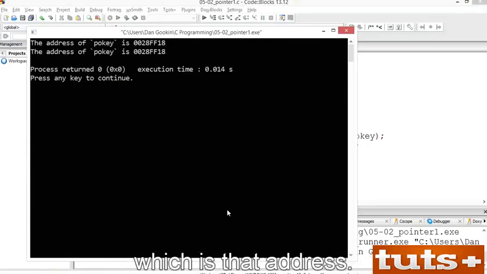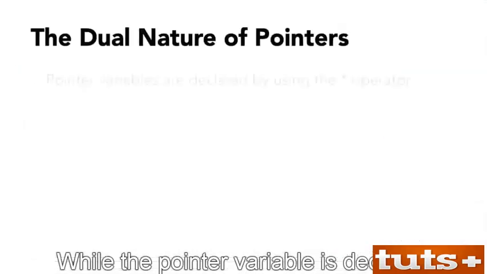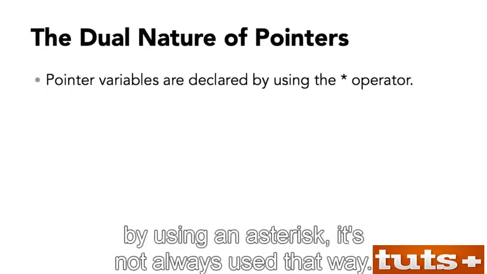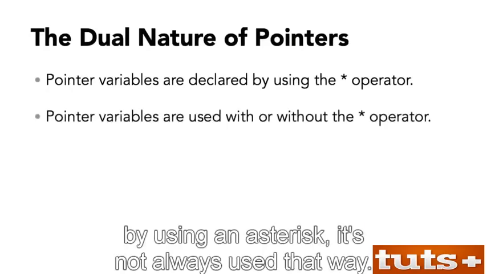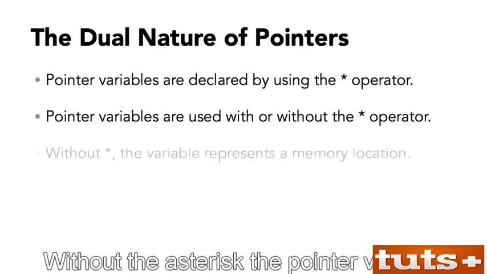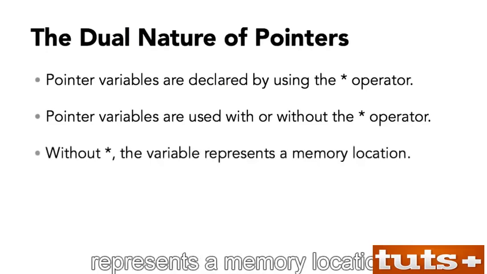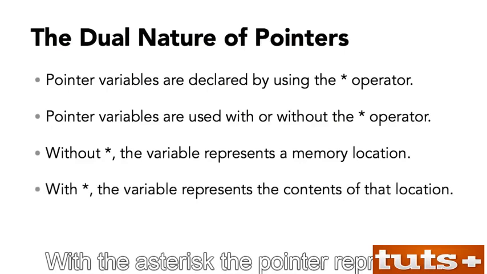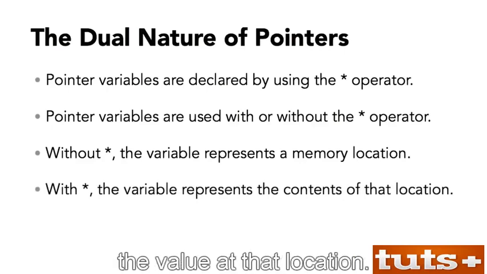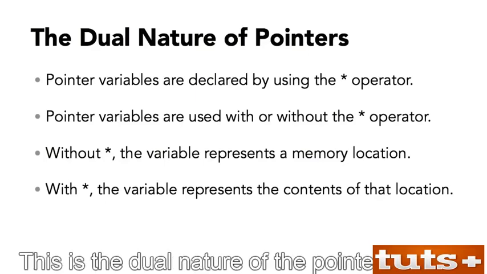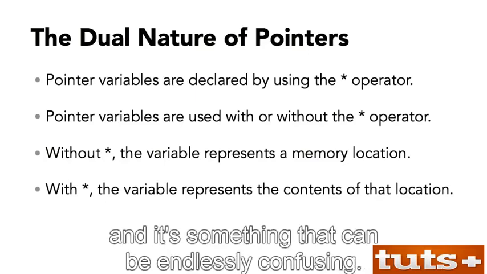Without the asterisk, the pointer variable represents a memory location. With the asterisk, the pointer represents the value at that location. This is the dual nature of the pointer variable, and it's something that can be endlessly confusing. This code is similar to the previous exercise, but I've initialized the pokey variable to the value 987.